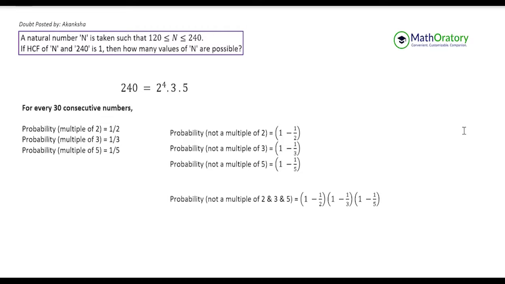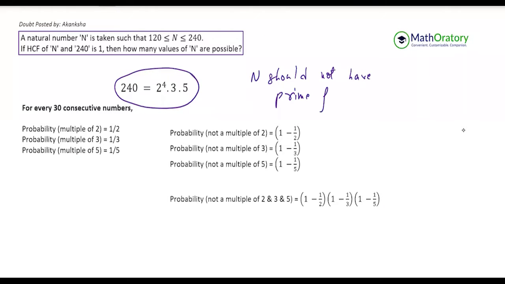So the first thing you should always do is factorize the number, right? So 240 should be factorized, because if the HCF of n and this number is 1, they are co-prime, implying that n should not have any of these prime factors: 2, 3, and 5. So that is the given constraint. Now we're looking for how many such values of n are possible.